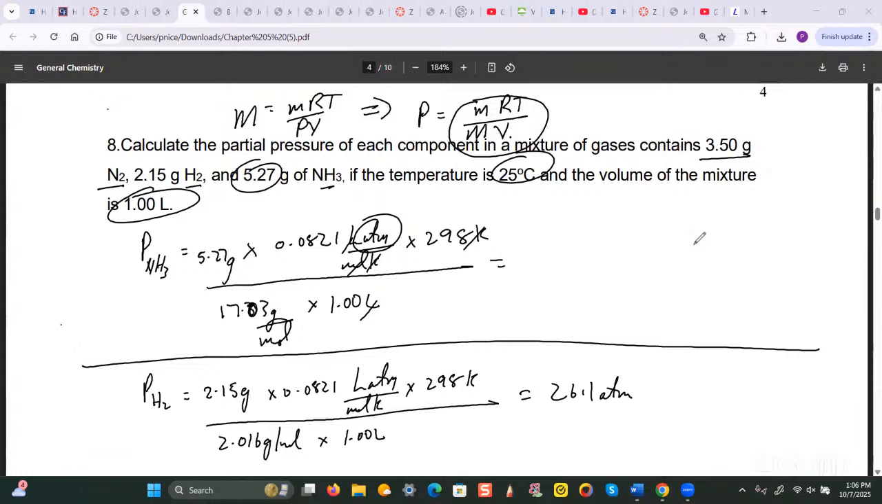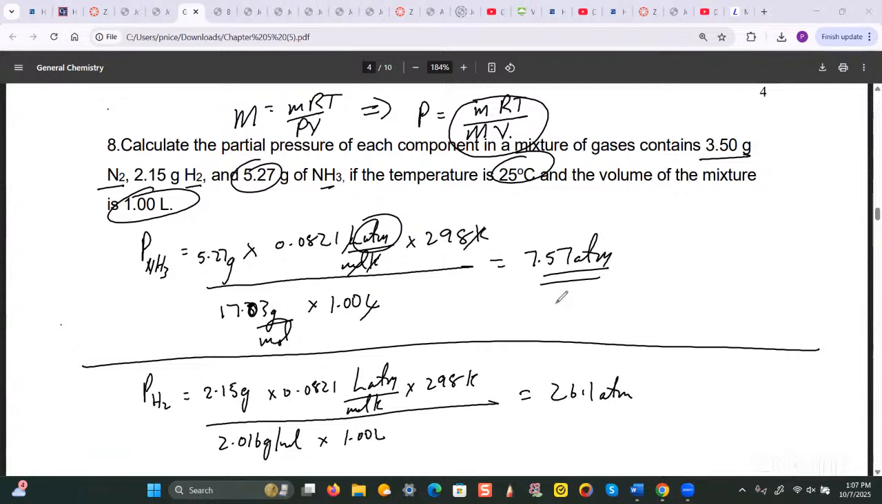5.27 times 0.0821 times 298, and then I'll divide that by 17.03. And according to my calculation, this works out to be equal to 7.57 atmospheres. All right, and that's it, because the question is just asking us to calculate the partial pressure of each component. All right, okay.